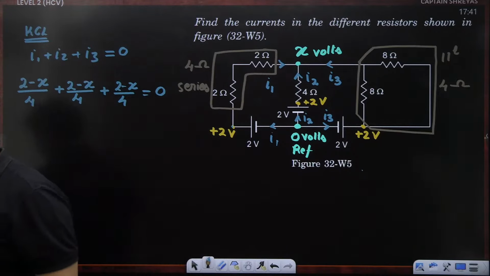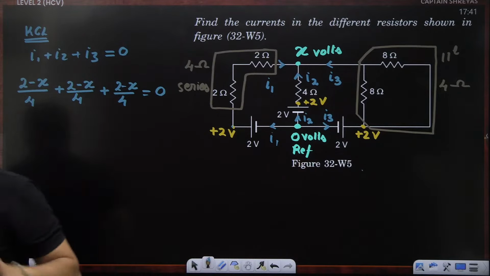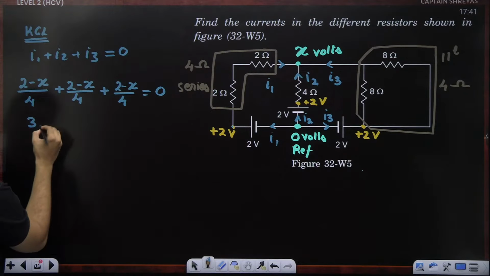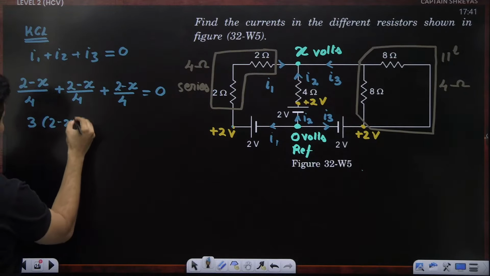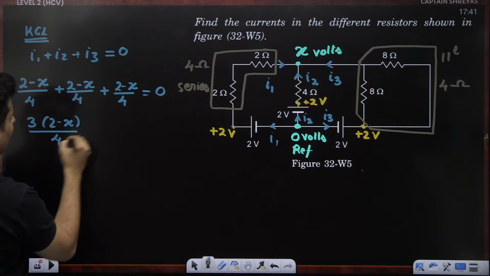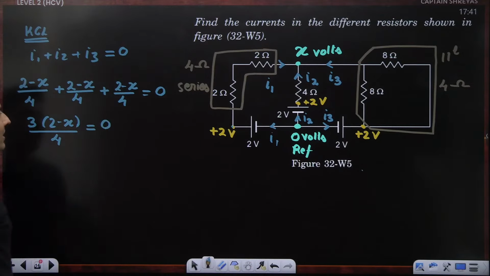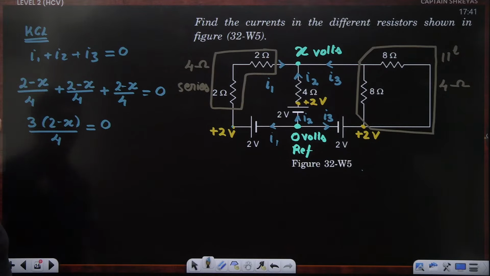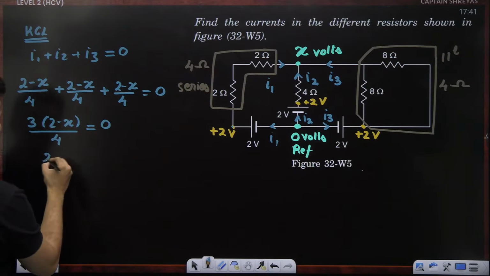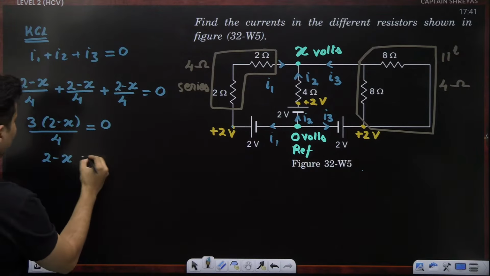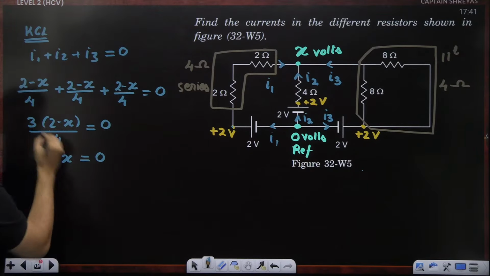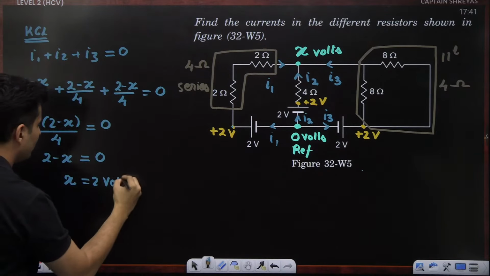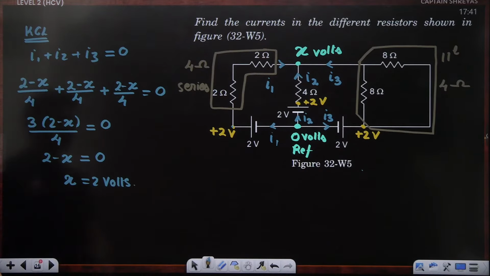Everybody with me on this? Awesome. So what will happen? This will just become 3 into 2 minus x, the whole thing divided by 4, which is basically a big fat 0. So 2 minus x is basically going to be a big fat 0, because 3 and 4 can't be 0. So therefore x is basically 2 volts.